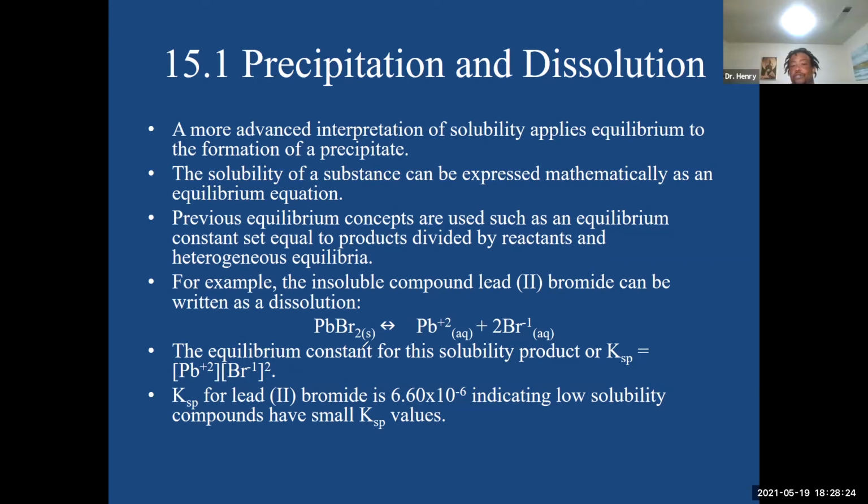Okay, so here it's known that the Ksp for lead bromide is going to be 6.60 times 10 to the minus 6. So that's going to basically indicate a low solubility compound, meaning that not too much of it is going to be soluble. A lot of it's still going to be left over in that solid. So we would say this guy is nearly insoluble.